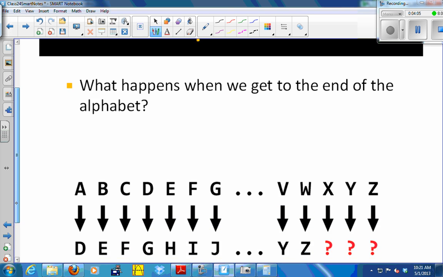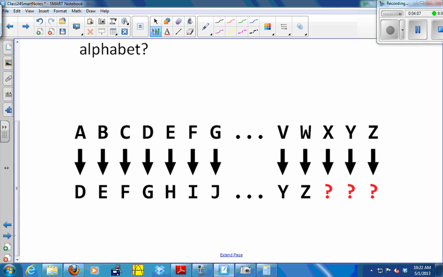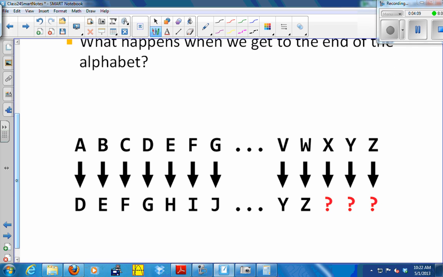So what do you think happens when you get to the end of the alphabet? A, B, C. Yep. X becomes A, Y becomes B, Z becomes C. Just wrap it around.